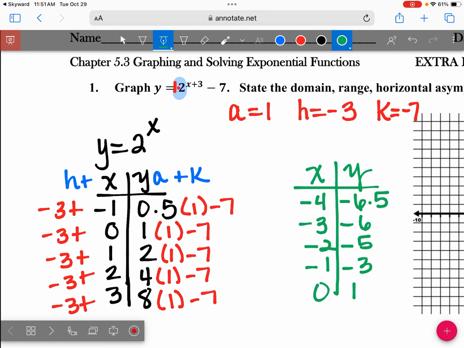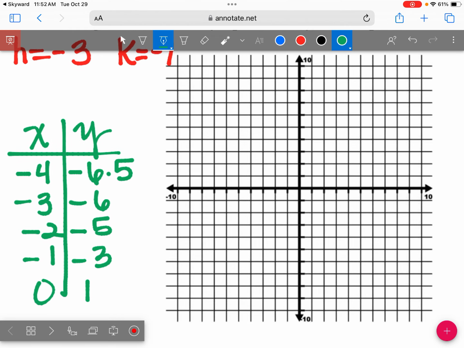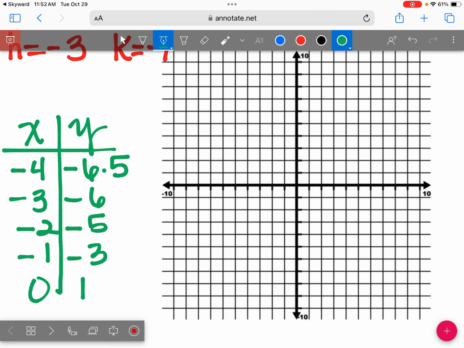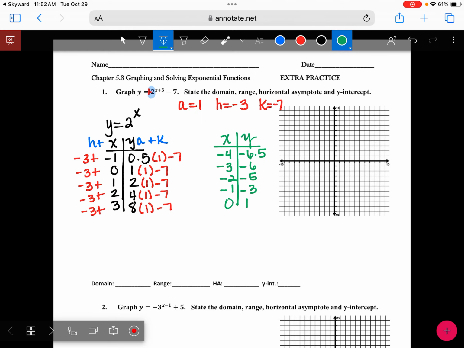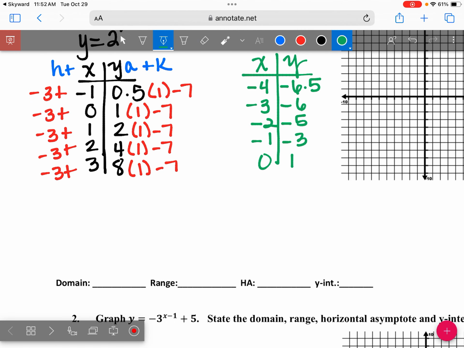Okay, who agrees with my green table? Who got that? All right, so let's go ahead and plot our points. So -4. Well, actually, let me back up a little bit. I think it's a good idea before you start graphing it to draw in your horizontal asymptote. So remember, your horizontal asymptote is always y equals k.